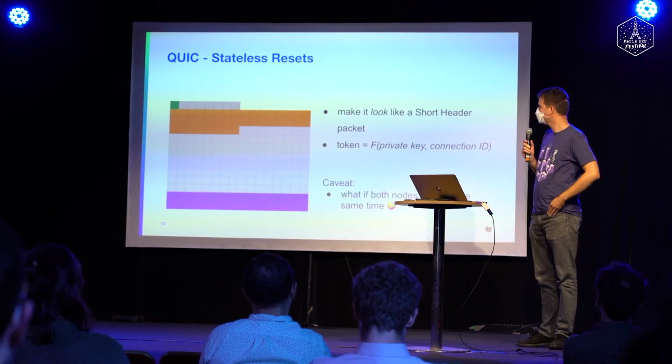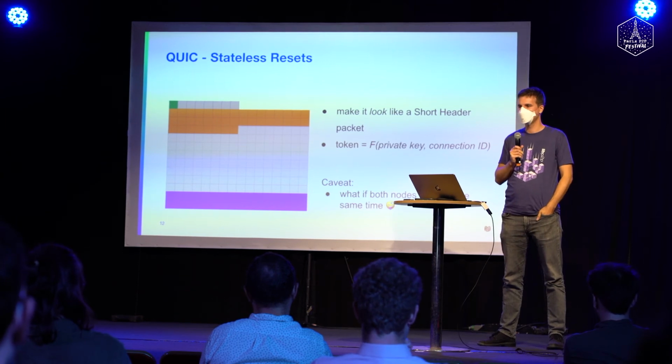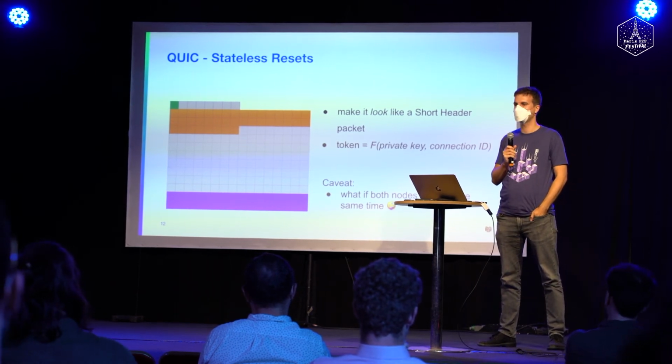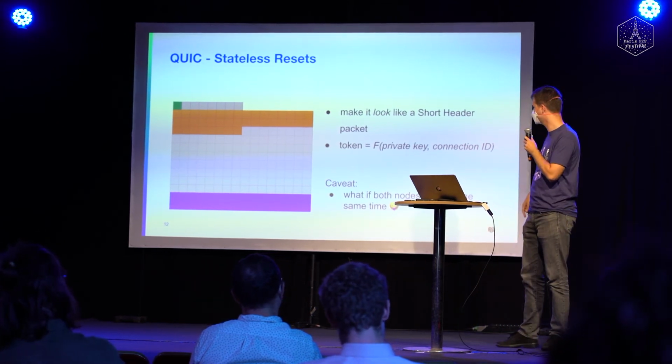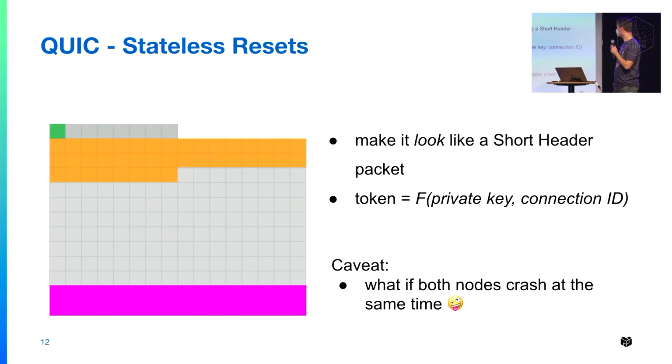The idea behind this is to make this reset packet look on the wire exactly like a normal short header packet. So this is the short header that I showed you a few slides before. And one thing I didn't mention back then is that every QUIC packet has an authentication tag, the purple thing at the end. This is because we're doing cryptography, we are encrypting a message, and we need an authentication tag, right? So the idea behind the stateless reset is to have some magic values for this authentication tag.